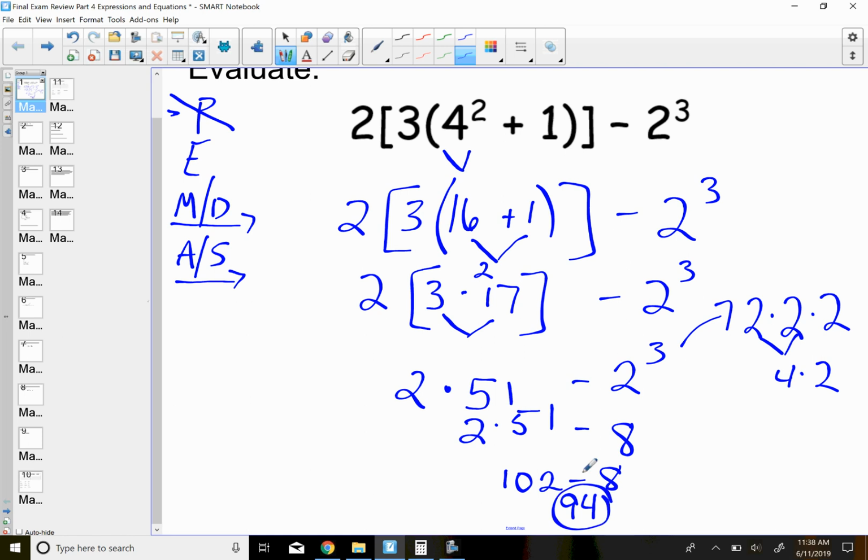Notice there's no equal signs in this. It's all just going down like that ice cream cone effect. I remember Miss Blank was here, the ice cream cone effect. So we get 94 for my answer.